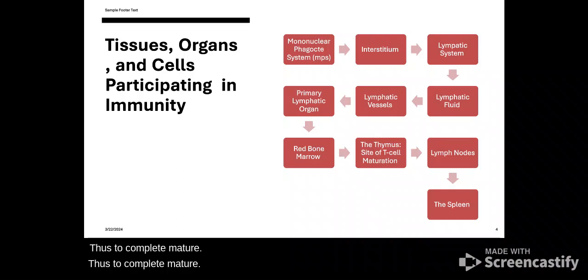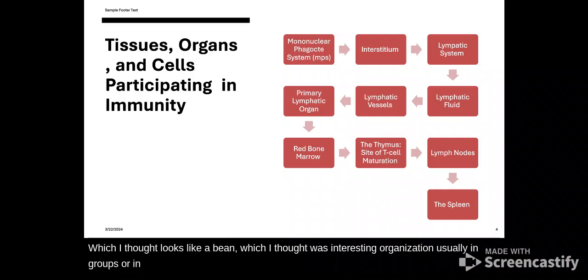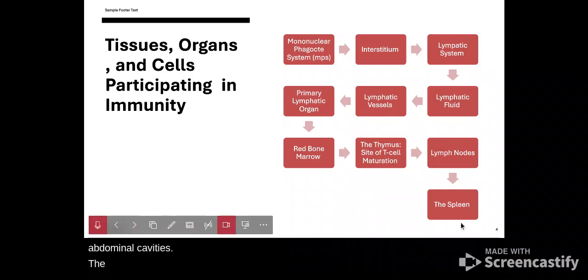Lymph nodes are small, encapsulated organs that look like a bean, which I thought was interesting. They are stationed usually in groups or in clusters along lymphatic channels and large blood vessels of the throat and abdominal cavities. The spleen.